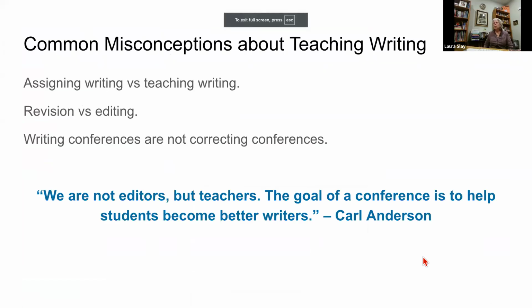Some common misconceptions about teaching writing. I want you to remember that assigning writing is not teaching writing. We as teachers, and you'll see it a lot, we assign: go write this, create this. I want you to write a paper about what you learned about the life cycle of a butterfly.